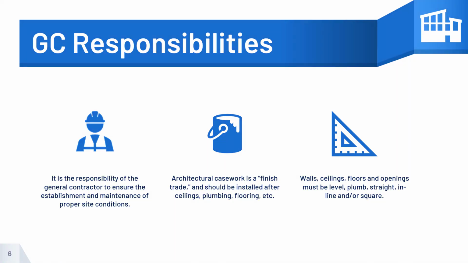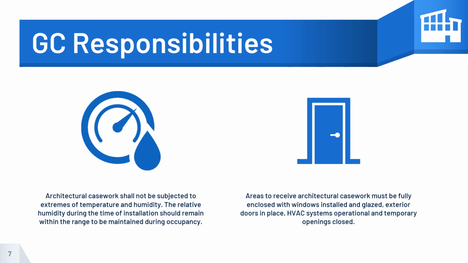It is the responsibility of the general contractor to ensure the establishment and maintenance of proper site conditions. Architectural casework is a finished trade and should be installed after ceilings, plumbing, flooring, etc. Walls, ceilings, floors and openings must be level, plumb, straight, in-line, and/or square. Architectural casework shall not be subjected to extremes of temperature and humidity. The relative humidity during the time of installation should remain within the range to be maintained during occupancy.